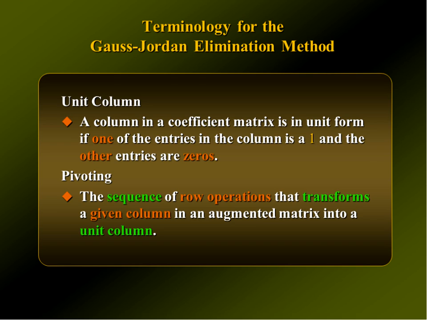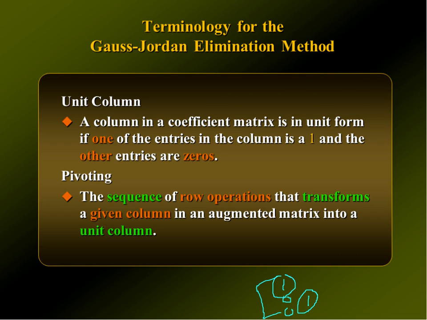A matrix is in unit form if one of the entries in the column is 1 and the other entries are 0. A pivoting element is that element that is 1. For example, if we have this type of matrix, then this element is called the pivot element. Or another time I use 1 over here, then this time it is called the pivoting element.